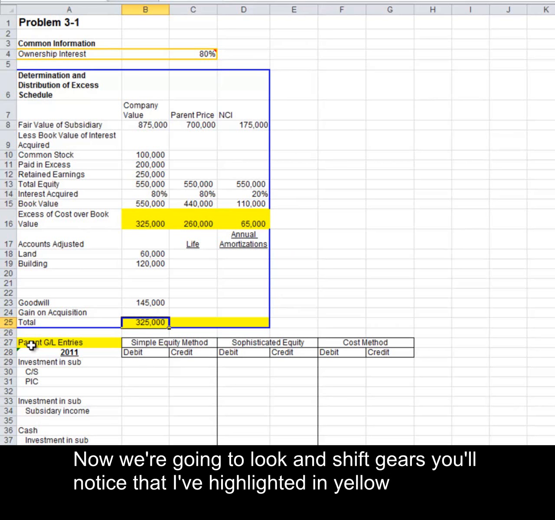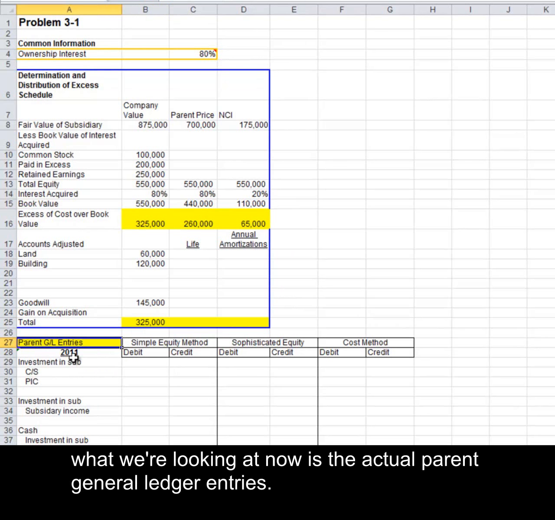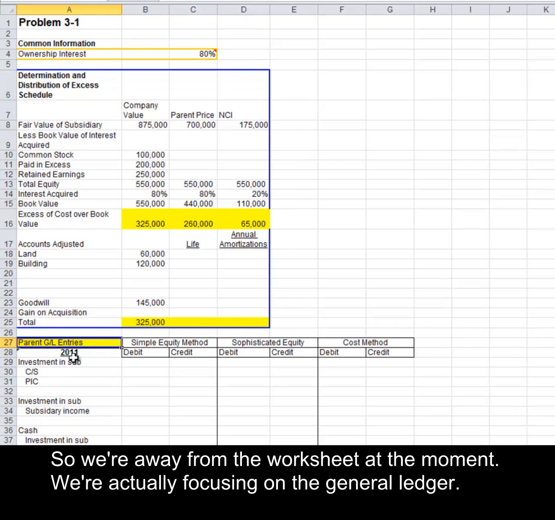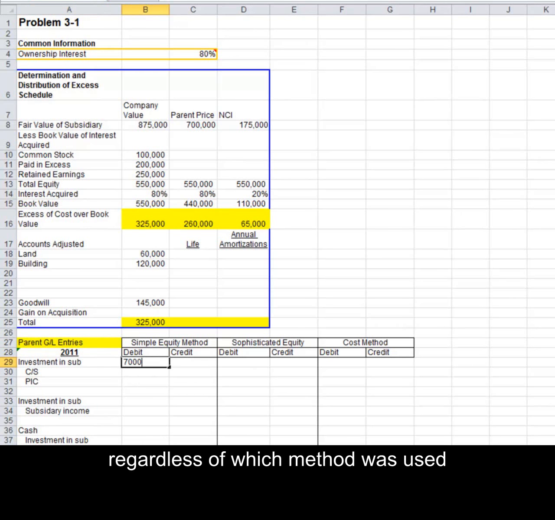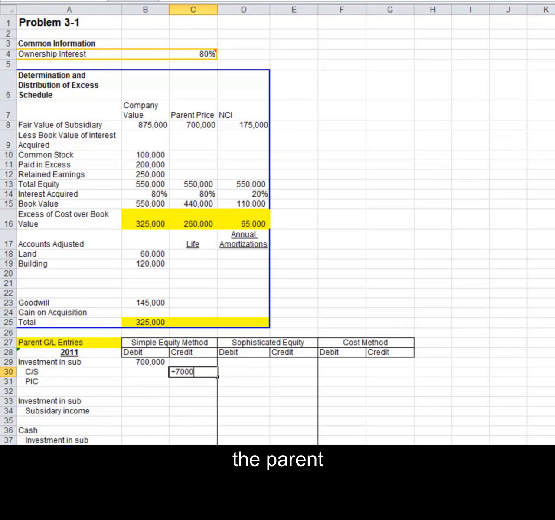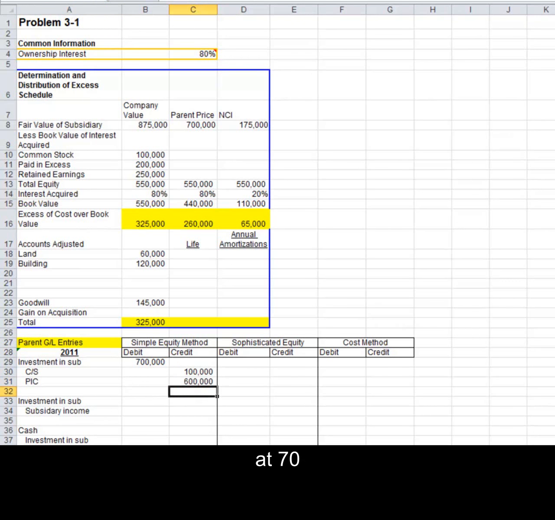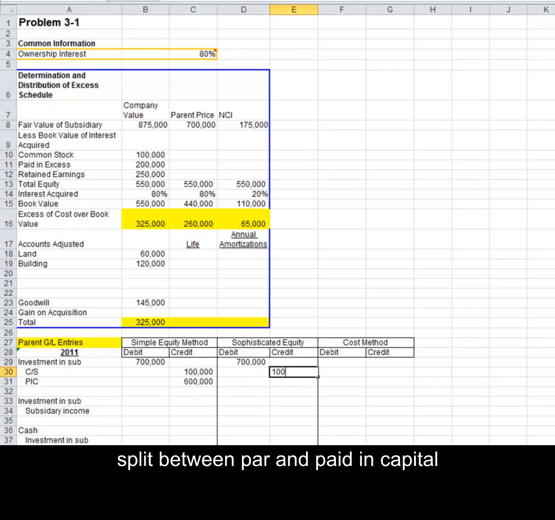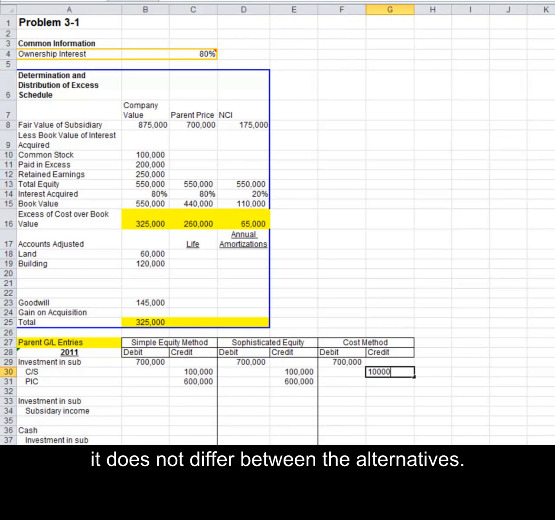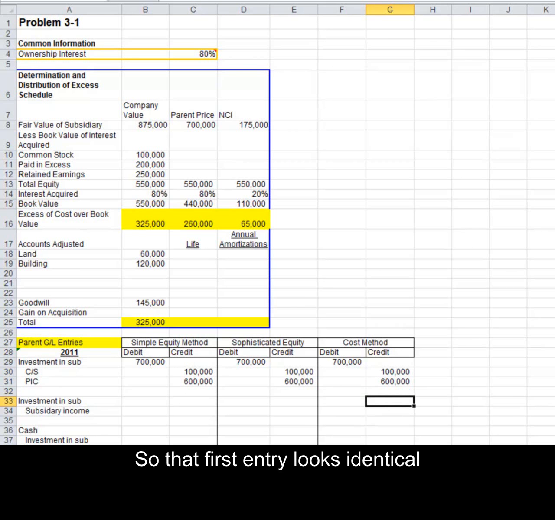Now we're going to shift gears. You'll notice I've highlighted in yellow. What we're looking at now is the actual parent general ledger entries. So we're away from the worksheet at the moment. We're actually focusing on the general ledger. So in all cases, regardless of which method was used, the parent has to record that initial investment. And remember, the investment was based on 10,000 shares that were issued at 70 with a $10 par. So that 700,000 split between par and paid in capital is the same all the way across. It does not differ between the alternatives. So that first entry looks identical. What changes then is from there forward.